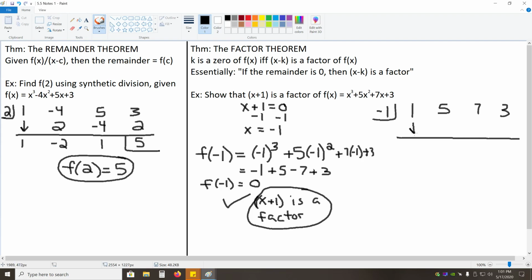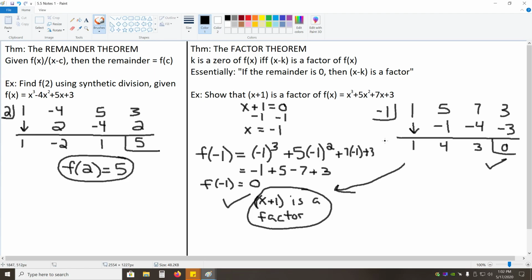We bring down the first number, which is 1, and multiply it by negative 1, which gives us negative 1. 5 plus negative 1 is 4, times negative 1 gives us negative 4, plus 7 gives us 3, times negative 1 gives us negative 3. 3 minus 3 is 0. Since the remainder is 0, it works out again. That means again x plus 1 is a factor.